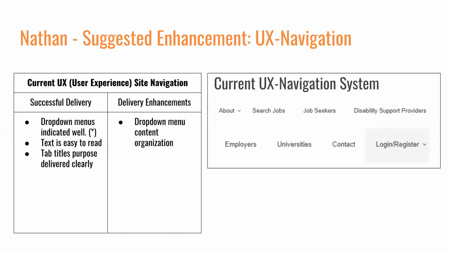So mainly I focused on the UX element of navigation, and you can see that you have your current navigation system on the right side. I created a quick table to show this better, but you guys did a great job of indicating drop down menus well with the upside down inverted caret sign. The text was easy to read and the tab titles delivered their purpose clearly. Some things that I worked on to help improve this and enhance it with the drop down menus content. I tweaked it a little bit to enhance organization.